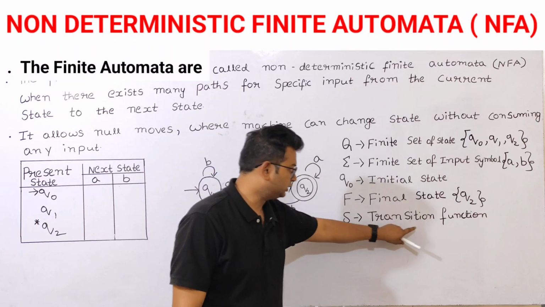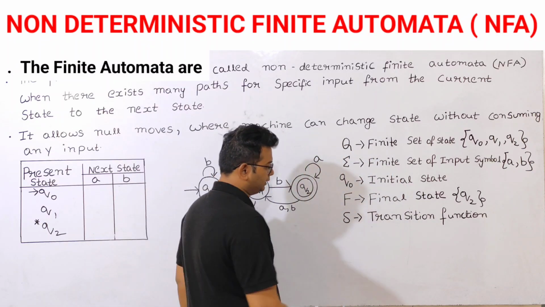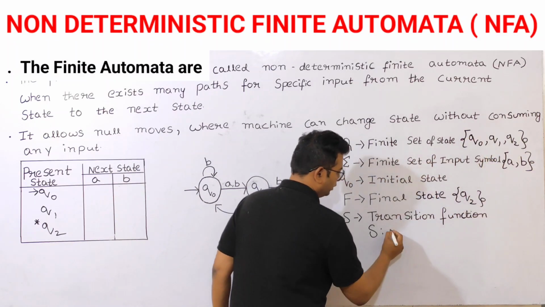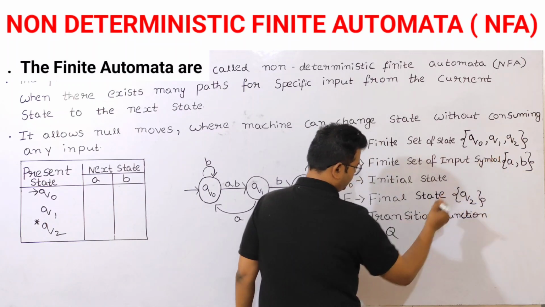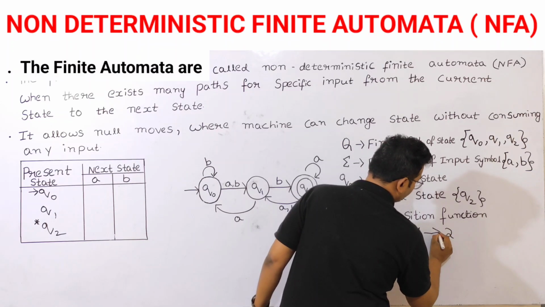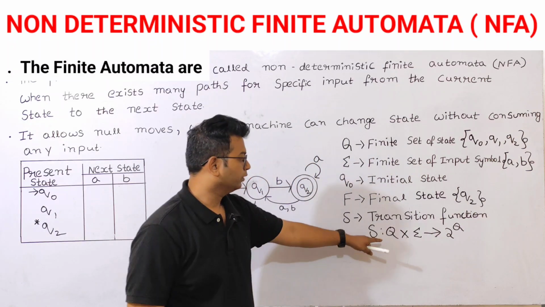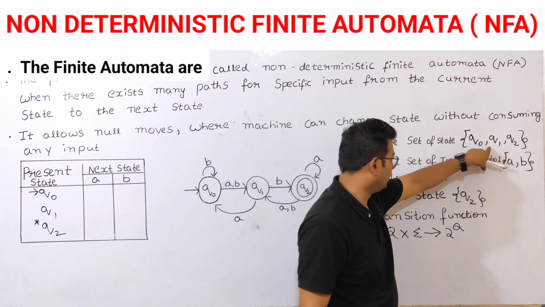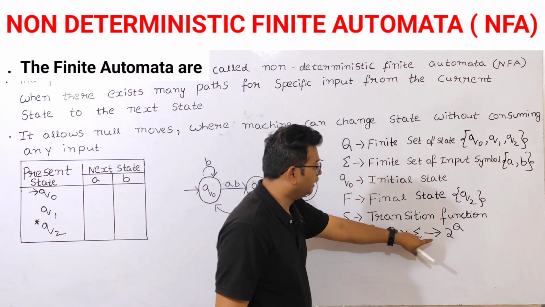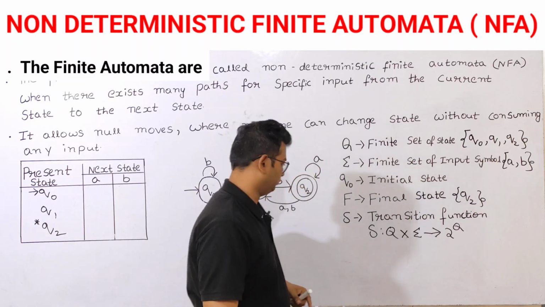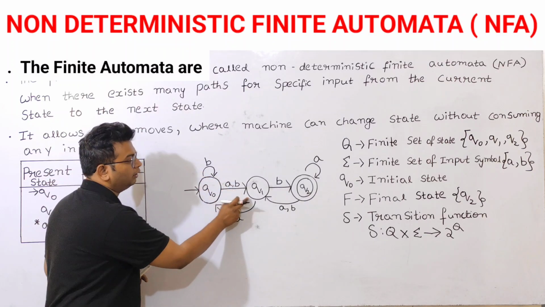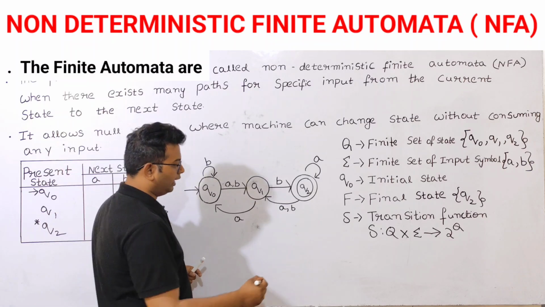The transition function of a non-deterministic finite automaton is represented as delta. For any one state Q, if you provide an input symbol, it may give 2 to the power of Q transitions. It means that if from any state in Q we provide a symbol from sigma, it gives 2 to the power of Q transitions. Why? Because you can see that Q0 goes with B to Q0 and with B to Q1 also.